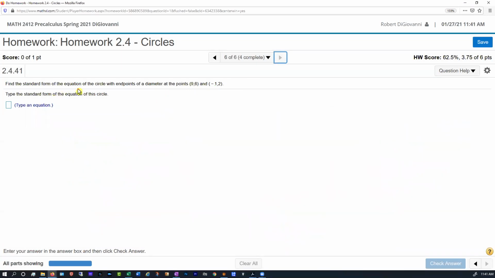All right, find the standard form of the circle with endpoints of the diameter at these points. Okay, so they're telling you that you have a circle, and the first endpoint of the diameter is 1, 2, 3, 4, 5, 6, 7, 8, 9. Here's 9. 1, 2, 3, 4, 5, 6. Here's 6. So right here is one endpoint of the diameter, and the other one is at -1 up 2.